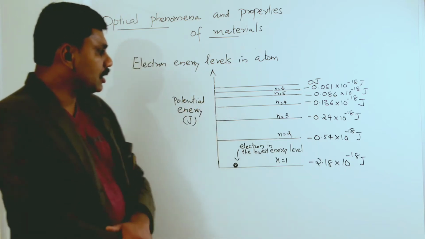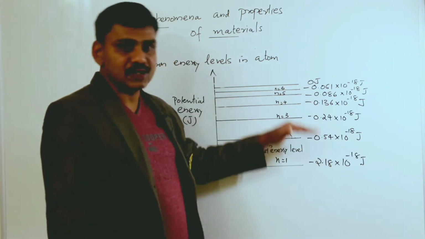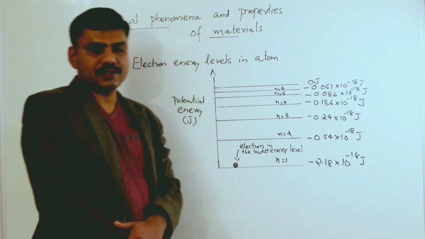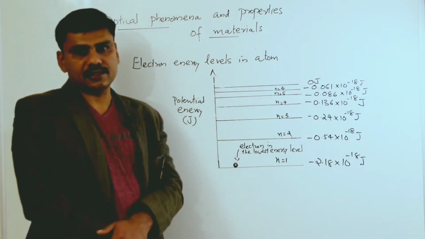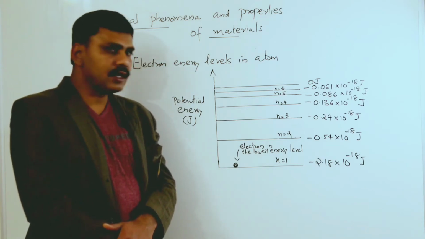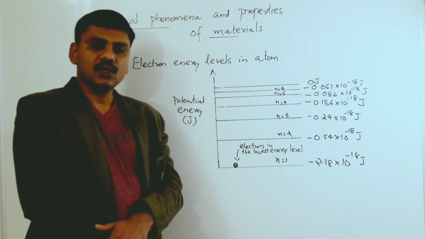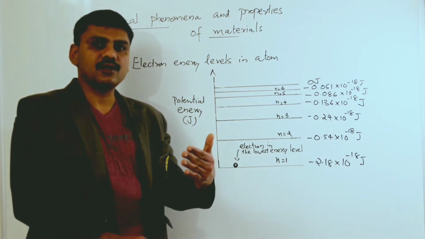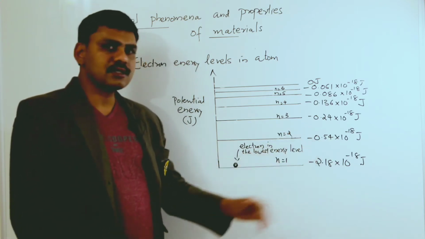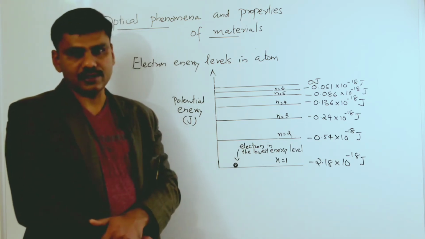You can see that the values of the energy levels are negative. That shows that when the electron comes near to the nucleus, the potential energy decreases. When the electrons are near the nucleus, they are bound to the nucleus. That means there is an attractive force between the electron and the nucleus. So the minus sign indicates that the potential energy decreases when the electron comes towards the nucleus.